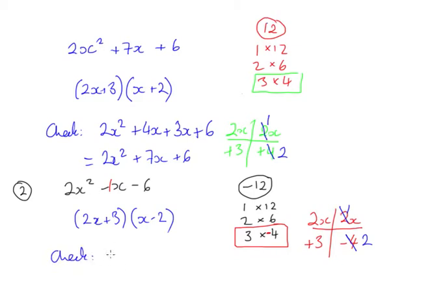So let's do that. 2x squared is 2x times x, plus 3x is 3 times x, minus 2 times 2x is negative 4x, and take away 6 is 3 times negative 2. And if we simplify those out, then we get 3x minus 4x is negative x, and we got what we wanted.